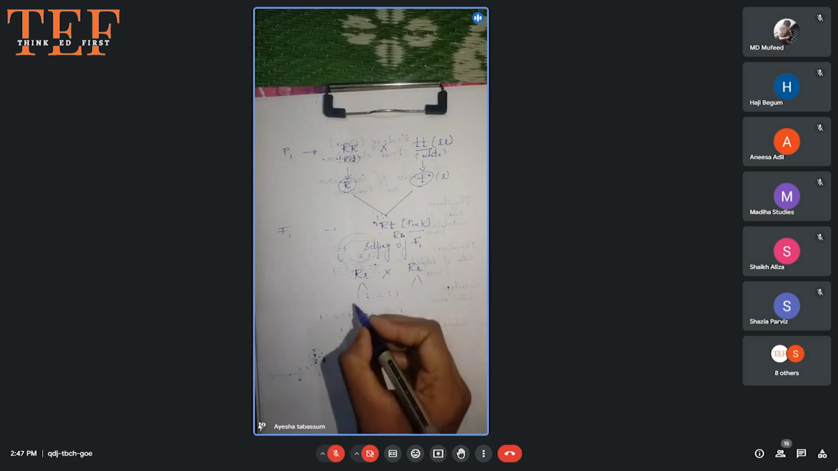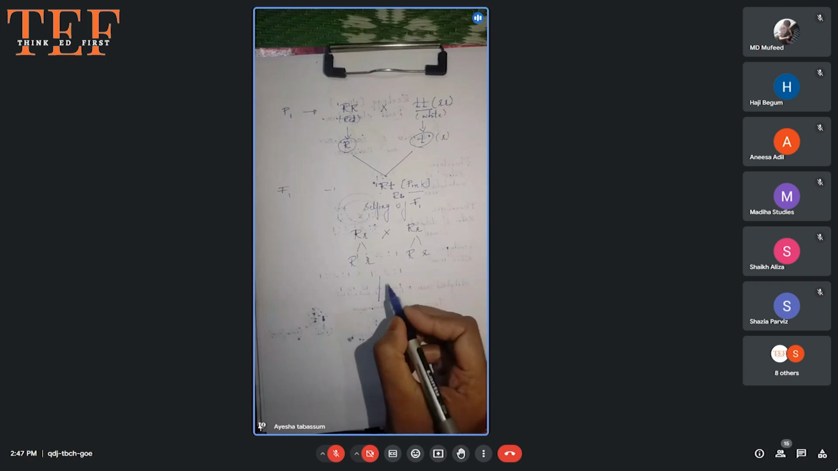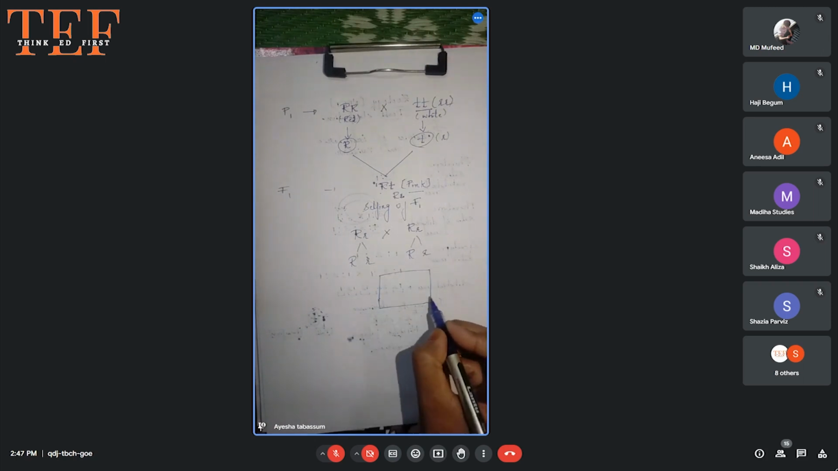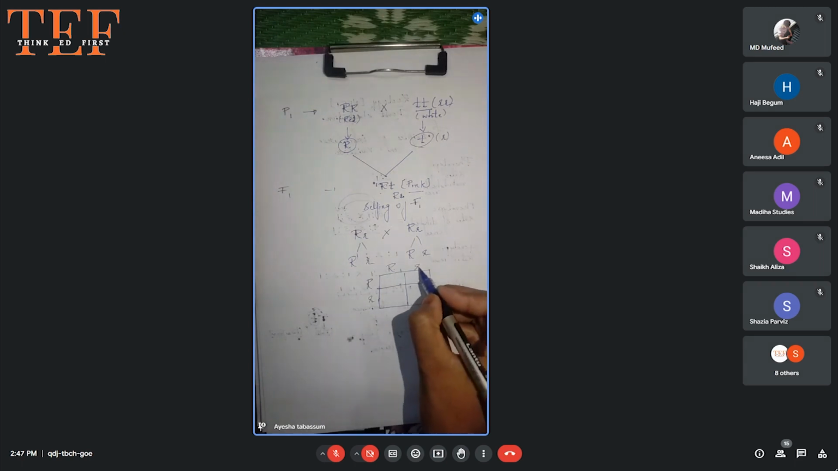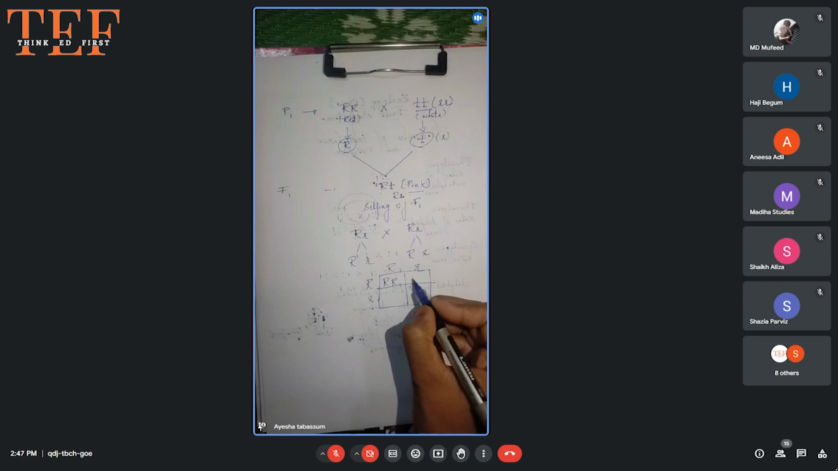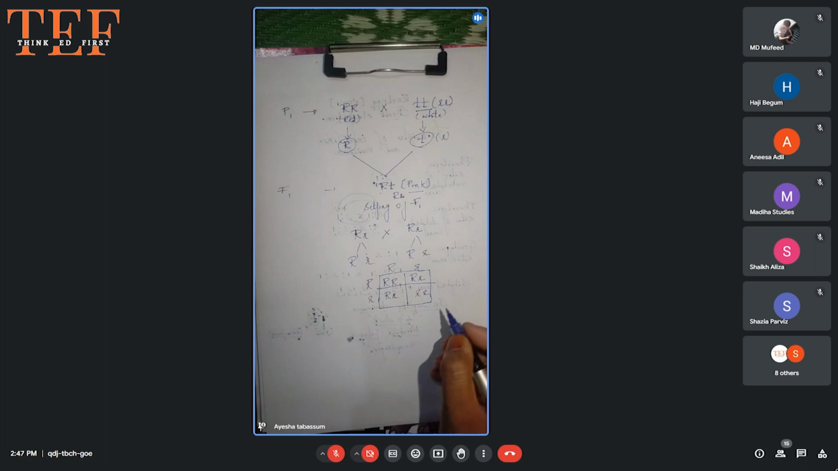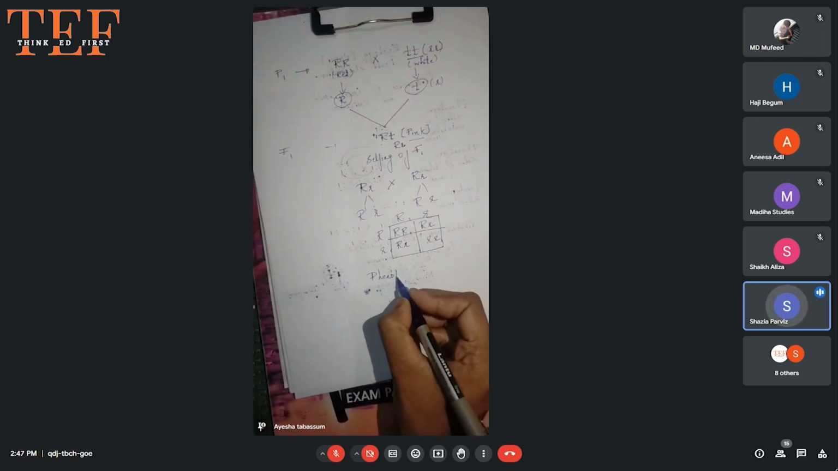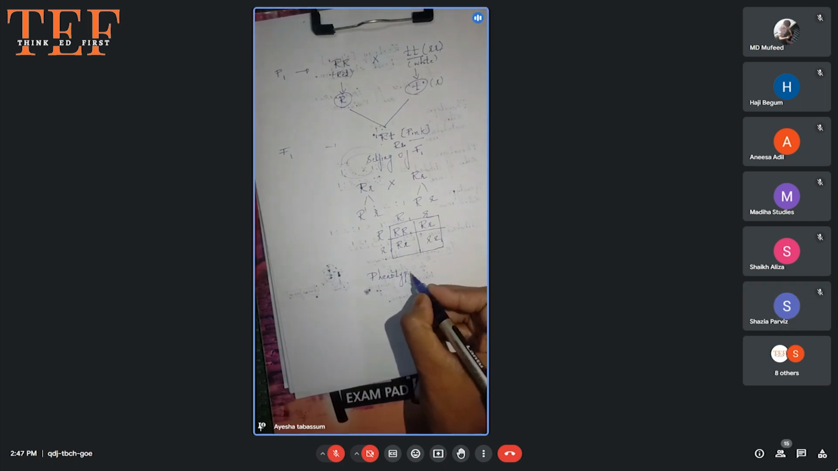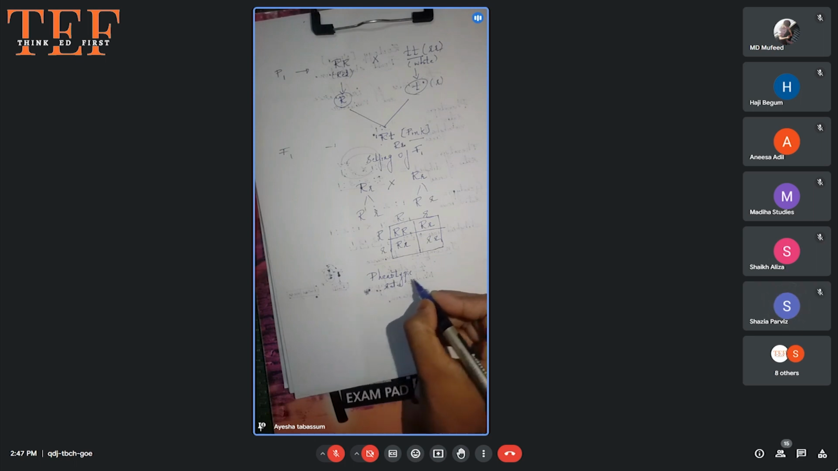What are the possible gametes here? Capital R, small r, capital R, small r. We'll put it in the checkerboard or the Punnett square. Capital R capital R, capital R small r, capital R small r, small r small r. So what is the phenotypic ratio? 1:2:1. Very good. Who answered this? Your name, dear? Ikra. Very good, Ikra.